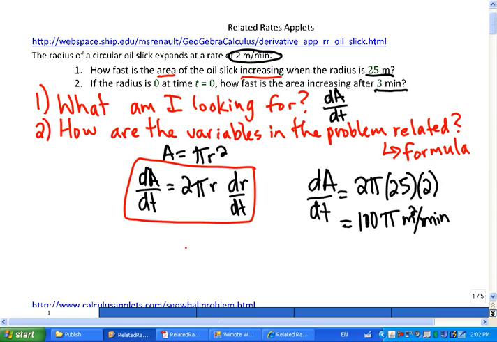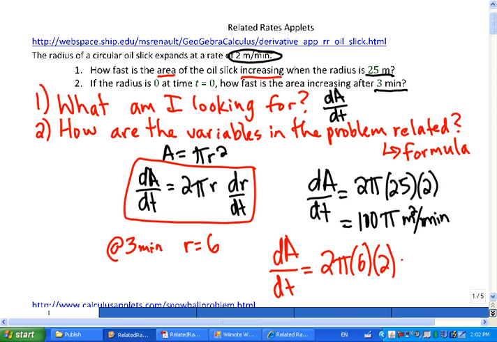Yes? You were right. Say it. 6. How did you do that? 3 times 2. Yeah, 3 times 2. We know it's going at 2 meters per minute, and 3 minutes have elapsed. That means the radius is now, at 3 minutes, the radius equals 6. So this time, the change in area will be 2 pi times 6 times 2, which is 24 pi. Okay, and again, those units would be in meters squared per minute.